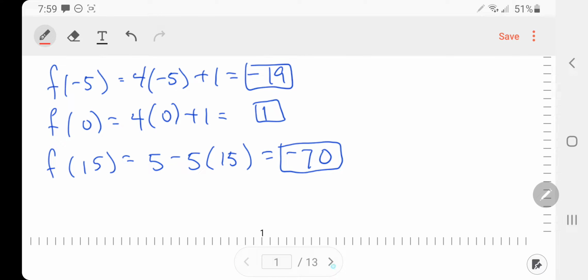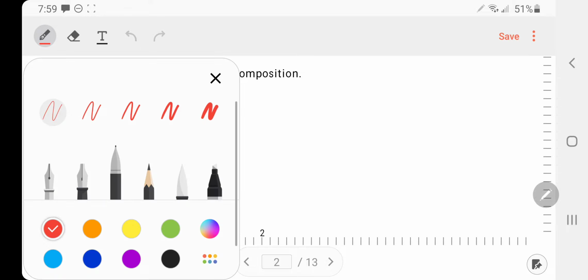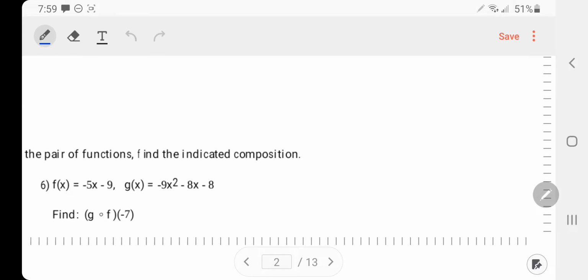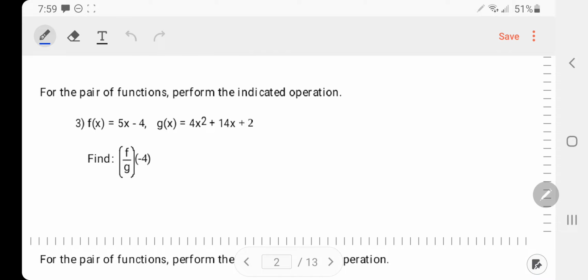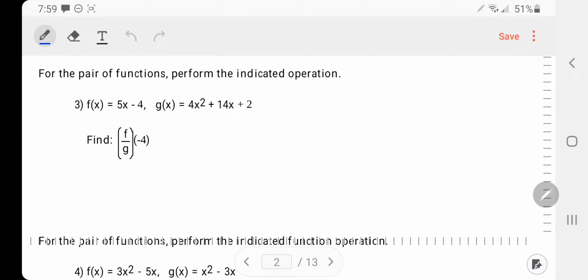And that's going to do it for page 1. Now, on to page 2. Going all the way up to the top, it says, for the pair of functions, perform the indicated operation. They want us to find f divided by g of -4. And so what that means is we're going to plug -4 into the top piece, and the top piece is f. And in the denominator, we're going to have g of x evaluated at -4.